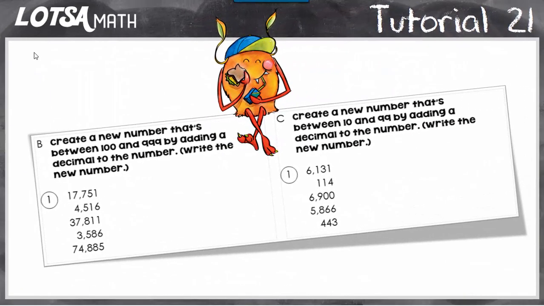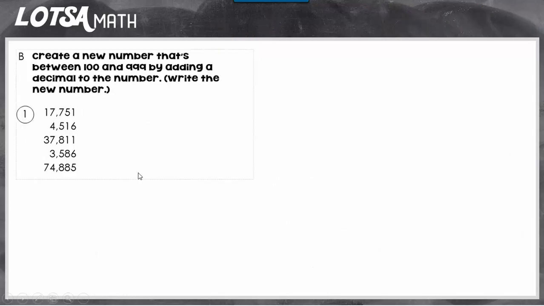For these questions, you're going to create a new number that's between certain numbers by adding a decimal. So let's look at the examples here. It says create a new number that's between 100 and 999 by adding a decimal to the number, and then you're going to write the new number.